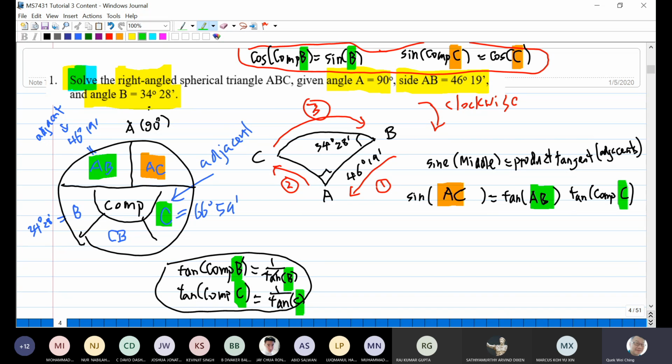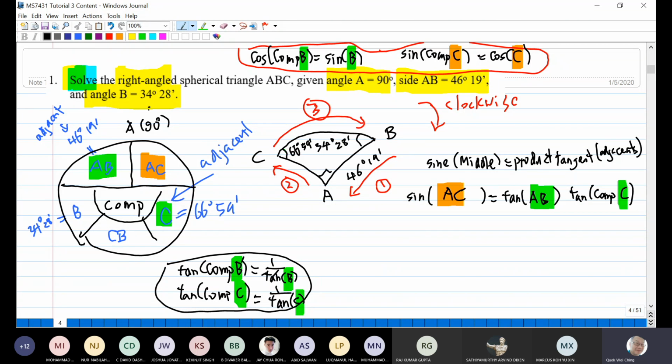So sine AC, okay, is... so let's see what information we have now. Let me fill in the information here because I think this will be useful. So this C we found out is 66 degrees 59 minutes. Okay, we know C already.